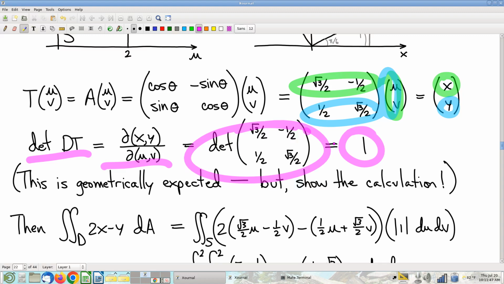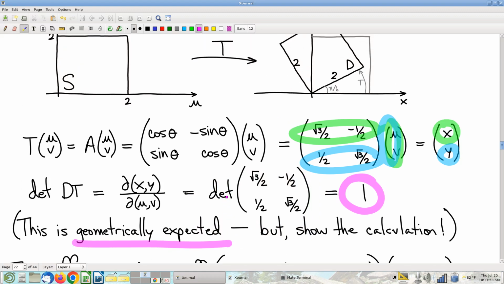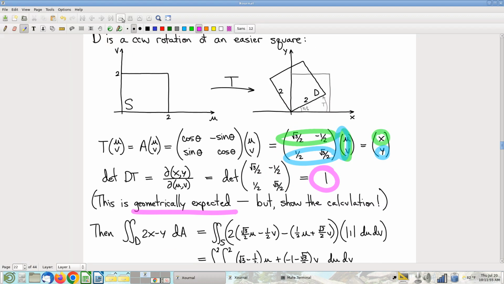Now, I am going to point out that this is what I like to call geometrically expected, because after all, all I did was rotate, right? This square, and it's what you get when you rotate it. If you just rotate, that doesn't make anything bigger or smaller. So, of course, all the areas are the same. Of course, therefore, my stretching factor is 1. Now, geometrically, does everybody buy that?